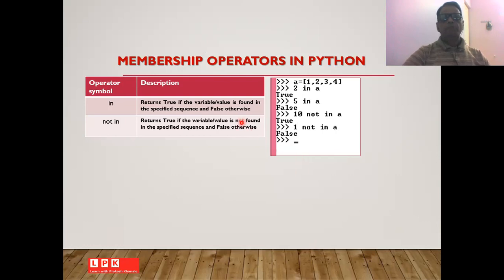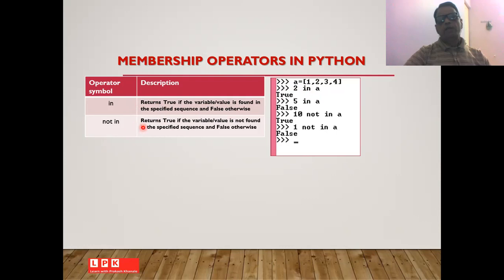There are certain membership operators in Python. The first operator is 'in'. This will return true if the variable or value is found in the specified sequence. And if it is not found, then it will return us a false. For example, if I have a list A is equal to 1, 2, 3, 4, and if I check 2 in A, then this will return us a true. If I write 5 in A, then this will return us a false.